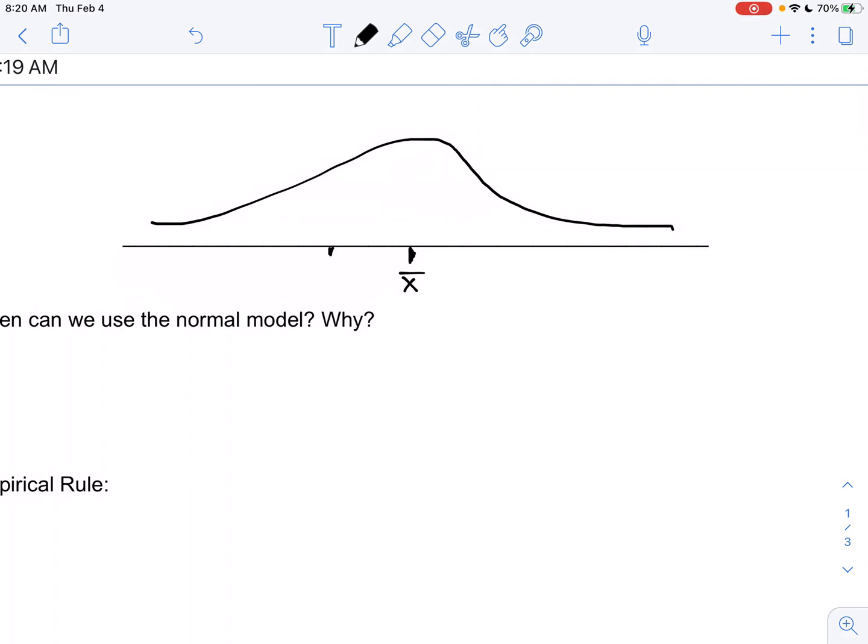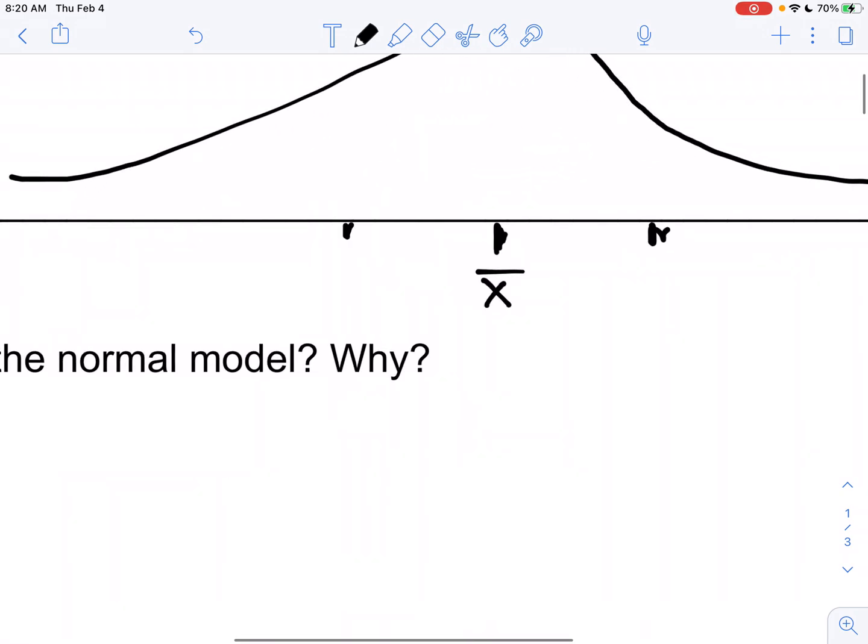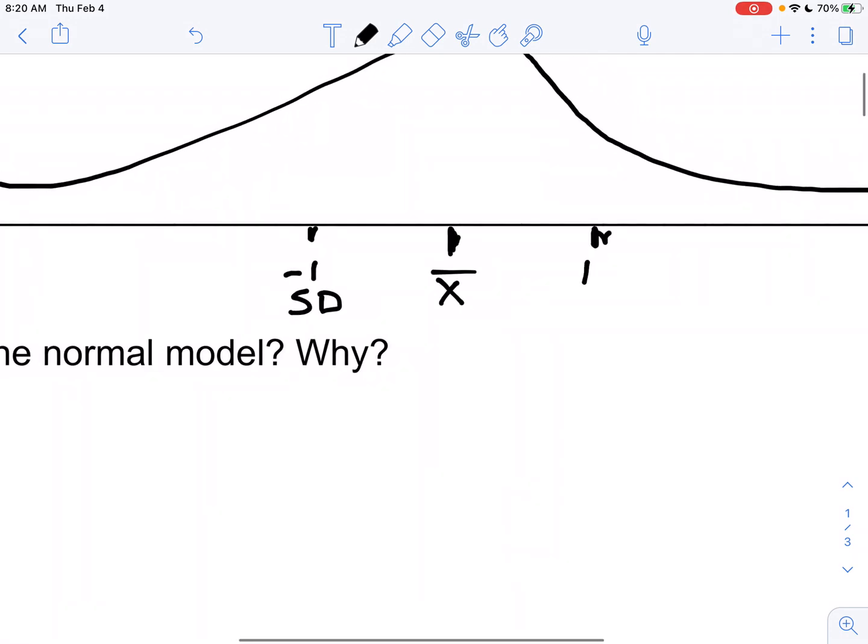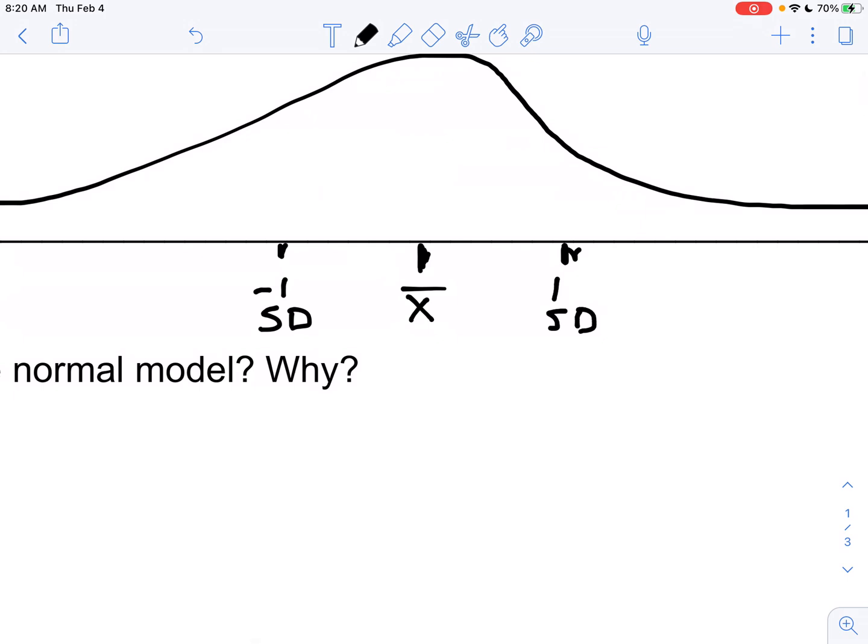Then on the left and the right side, it's -1 standard deviation away and 1 standard deviation away. You're probably thinking, I don't know what you're talking about. That's okay. What we're doing right now is just outlining it, showing what a generic normal model looks like.